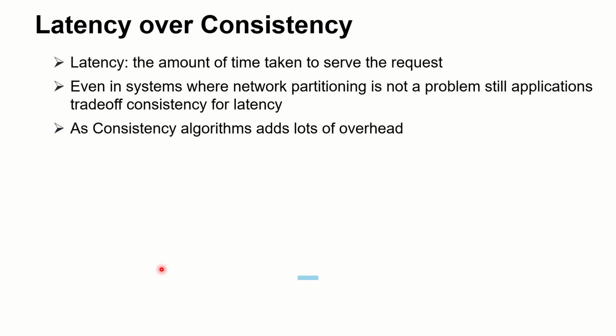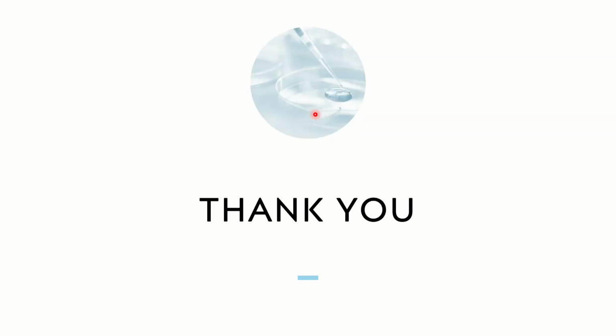So what is latency? It is the amount of time taken to serve a request: whether it is committed or aborted, how much time it takes to know that. Latency starts from when I put a request on the servers, until it gets completed. So in systems where network partitioning is not a problem, we could have high availability and high consistency, but we still trade off consistency to have low latency. Okay, thank you.